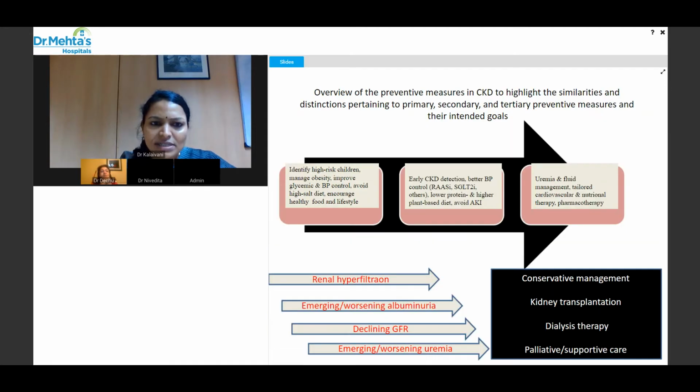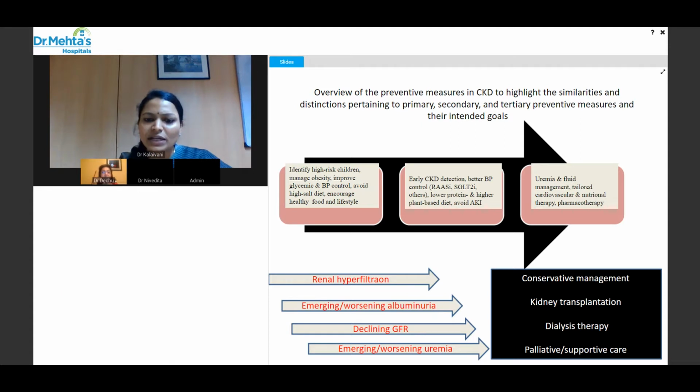So we have already discussed that primary prevention is basically you have to identify the high risk group and put them on a regular screening process. Secondary prevention is, as soon as you identify, you have to treat them with appropriate drugs. And third is the uremia and fluid overload, where you have to manage them appropriately with pharmacotherapy.